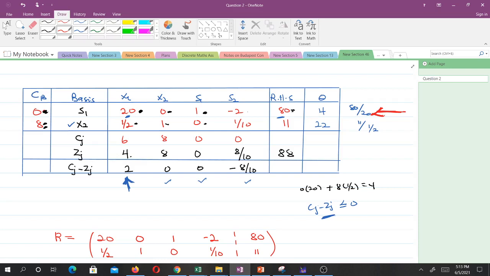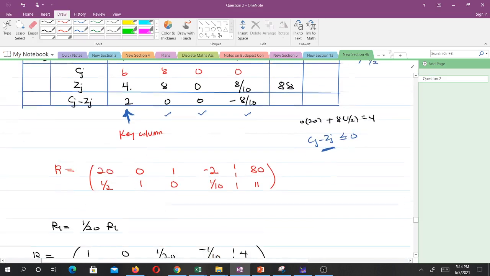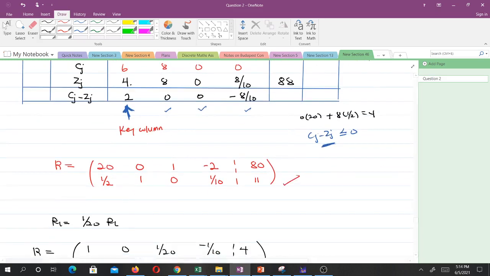So this is what we call the key column for this iteration, the second iteration, and this is the key row, and this is where they intersect. This is where they meet. So that means here 20 is the pivot element. Okay, so we can write whatever we have here in this augmented matrix.